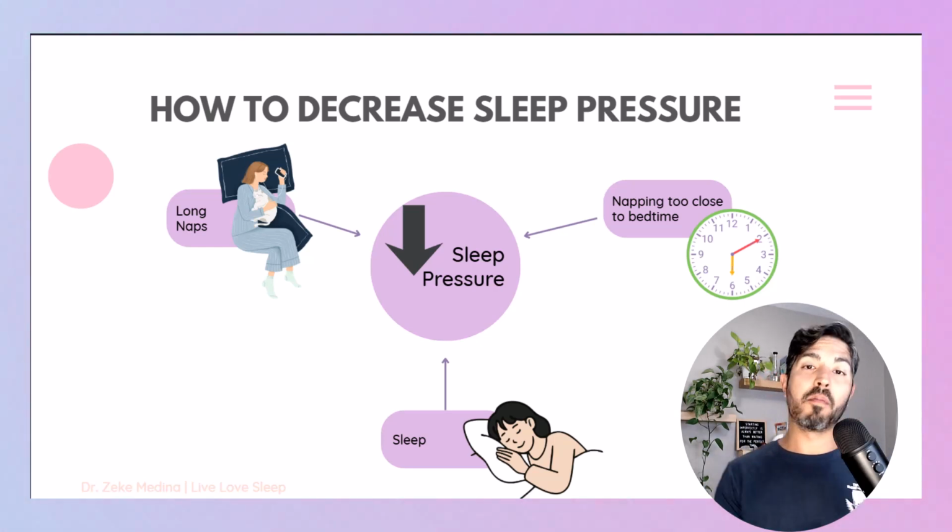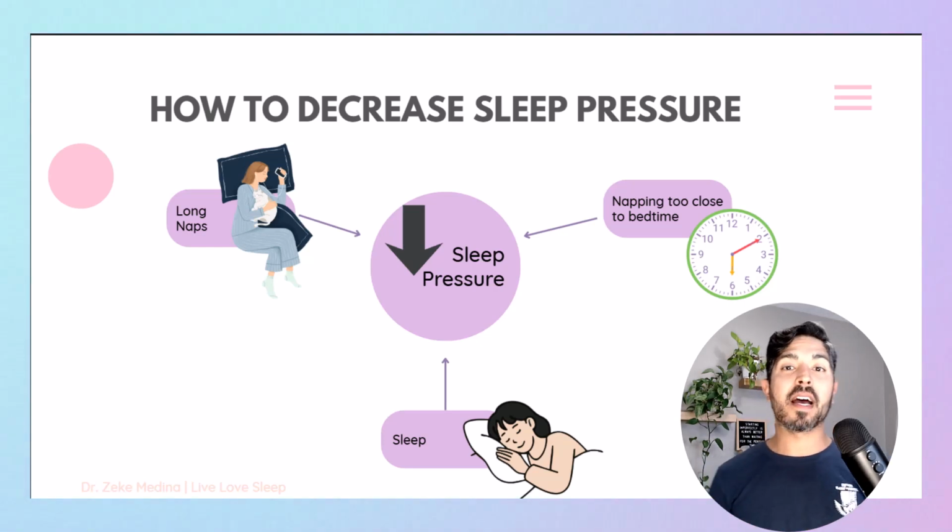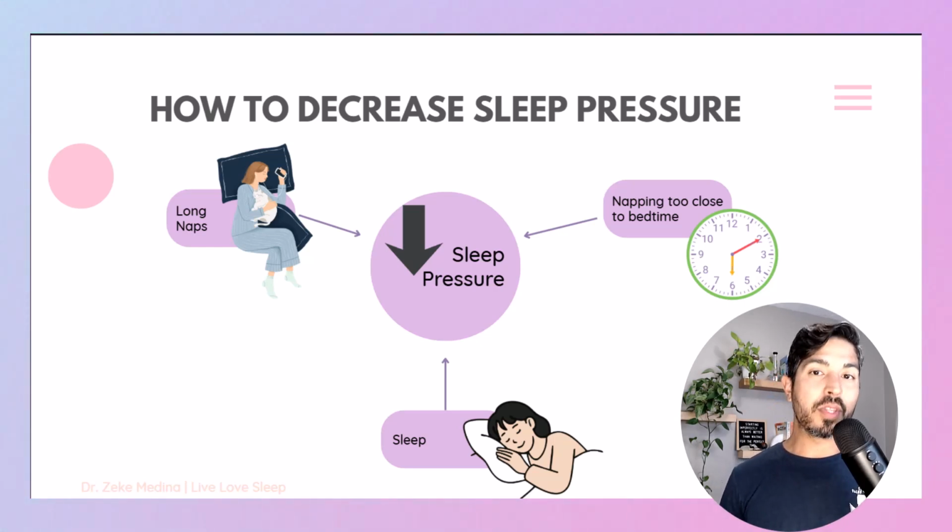Naps and then they want to go to bed at 10 p.m. But it's just because they're so tired from not sleeping throughout the day. So we have to really adjust these things. And then obviously with sleep, a good night's rest can really lower that sleep pressure, which is really the healthiest way to do it. And I will talk about naps in another video.